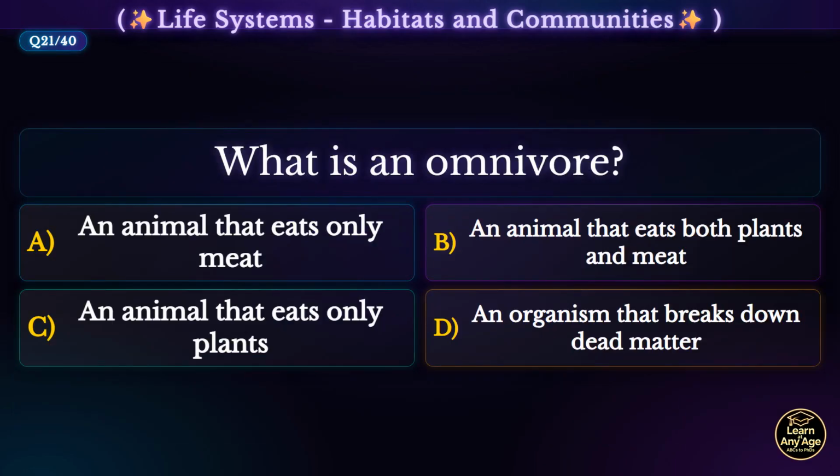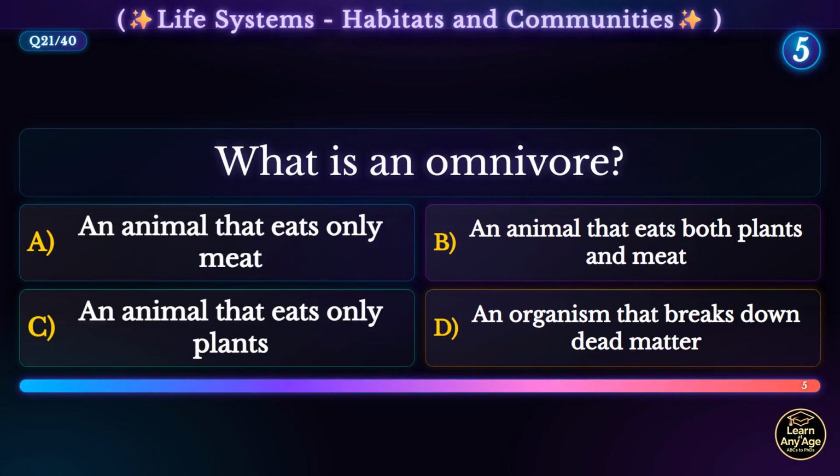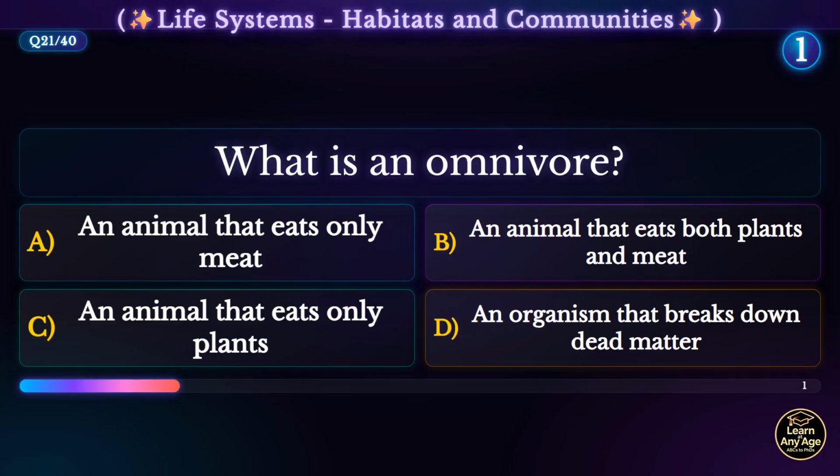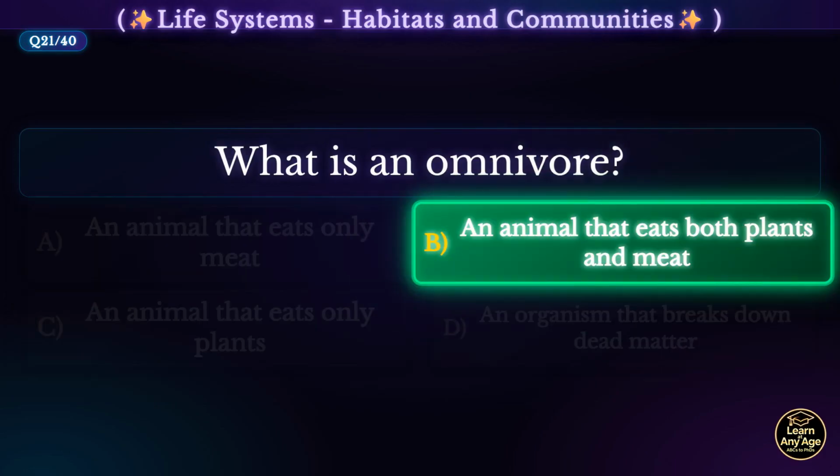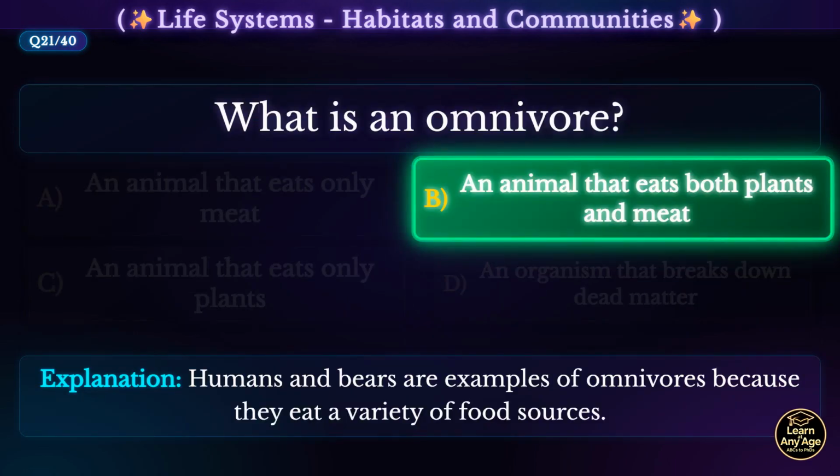What is an omnivore? An animal that eats only meat. An animal that eats both plants and meat. An animal that eats only plants. An organism that breaks down dead matter. An animal that eats both plants and meat. Humans and bears are examples of omnivores because they eat a variety of food sources.